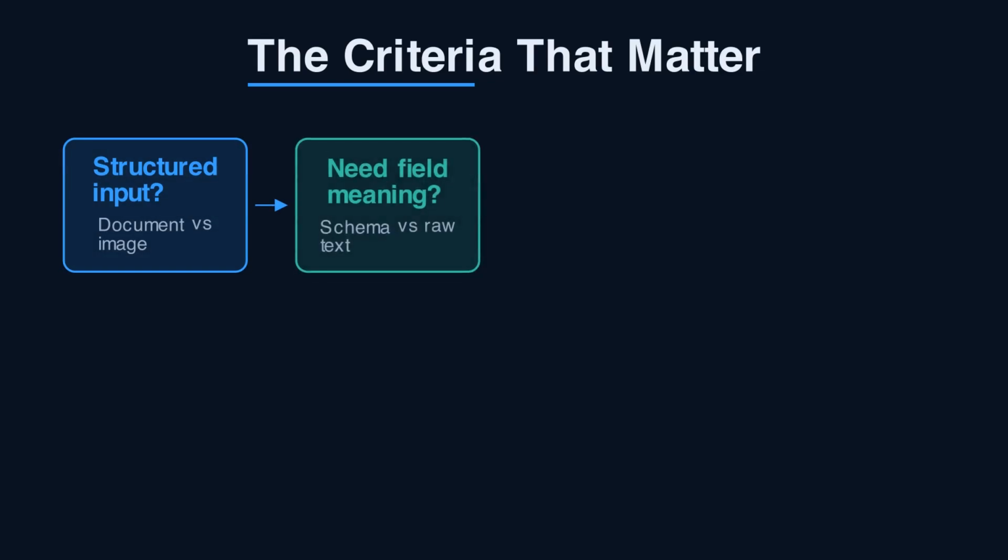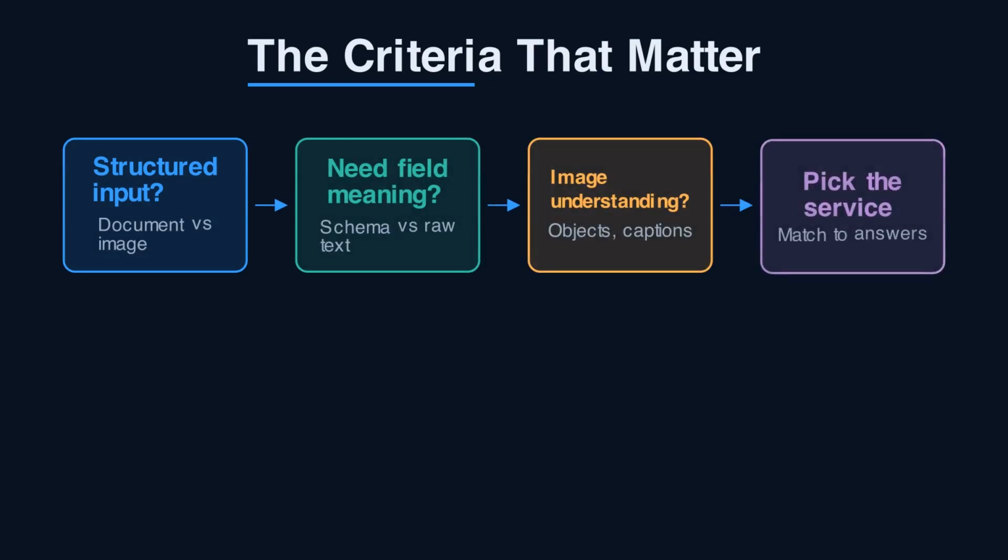Run through 4 questions. 1. Is your input a structured document with predictable fields or an arbitrary image? Structured pushes you to Document Intelligence. 2. Do you need the meaning of fields like total or due date, or just the raw text and visual content? Field semantics means Document Intelligence.